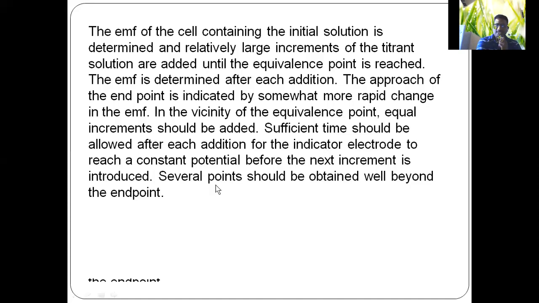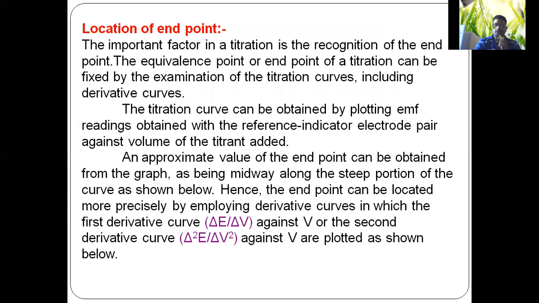Several points should be obtained well beyond the endpoint. After getting the jump, several points should be obtained. From this we can plot the graph and locate the endpoint of the titration. How to locate the endpoint here? The important factor in a titration is the recognition of the endpoint. The equivalence point or endpoint of a titration can be fixed by examination of the titration curves, including derivative curves. So there are two ways to fix the endpoint: by examining the titration curves, and by derivative curves.